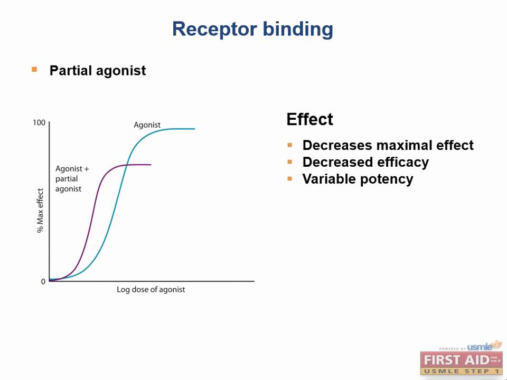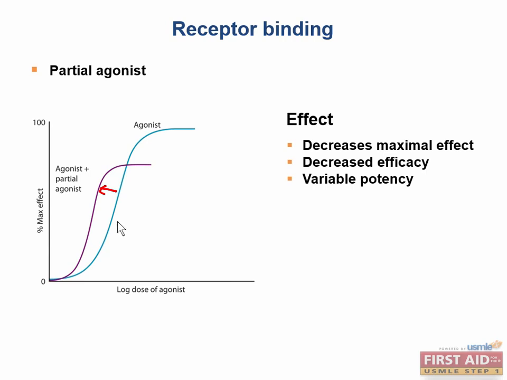This independence of potency and efficacy is an important topic on the boards, and it's frequently tested. Now, in this plot that I have shown, we have a potency that is increased or shifted to the left, but that's not to say that it couldn't be shifted to the right or shifted down as well.